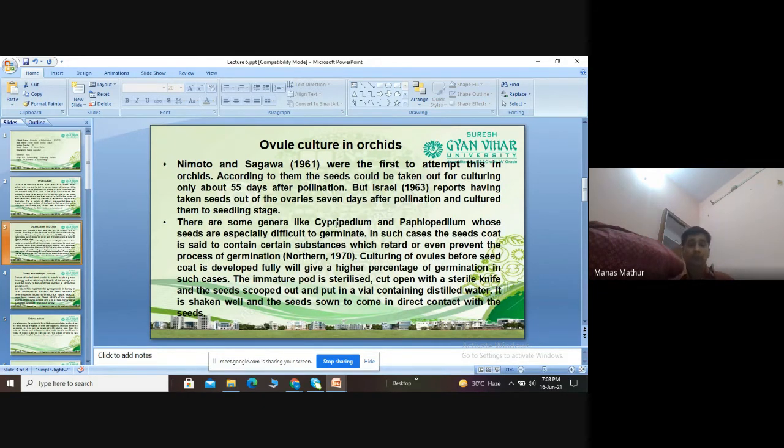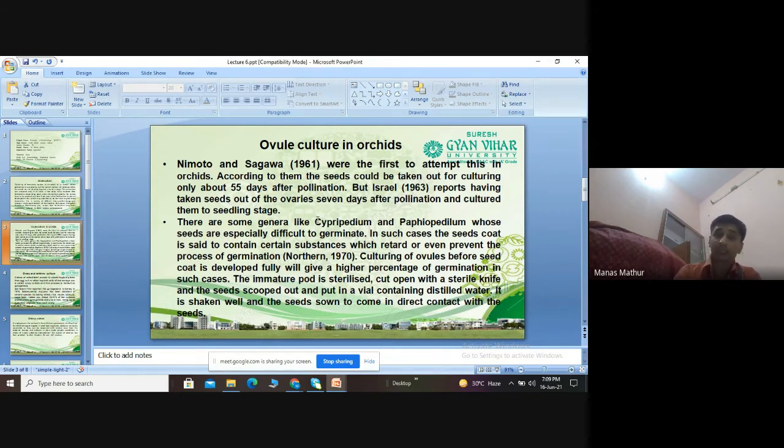Then comes, for example, ovule culture in orchids. First of all, the scientists were Nemoto and Sagawa. They were the first to attempt ovule culture in orchids. According to them, the seeds could be taken out for culturing only about 55 days after pollination. But some scientists reported taking seeds out of the ovaries 7 days after pollination and culturing them to seedling stage. So what is the important thing we require? We require that the ovules should be taken out only after 55 days after pollination. But some scientists reported that we can easily isolate the ovule just 7 days after pollination.